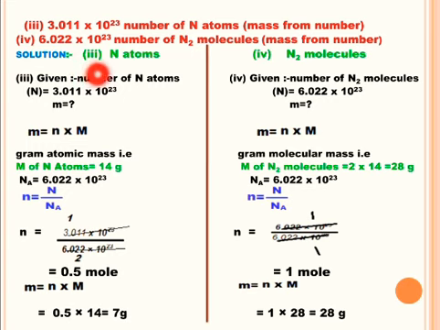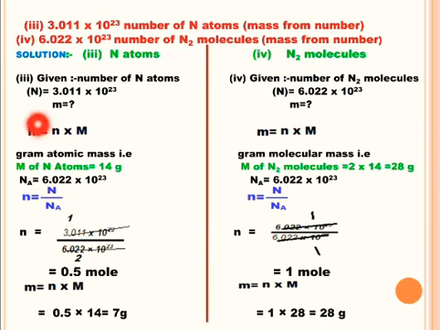See part 3 first, where the number of nitrogen atoms is given. What is the number of nitrogen atoms given? That is 3.011 × 10^23. Here the capital N represents the number of nitrogen atoms, and this N represents the symbol of nitrogen atom. So the number of nitrogen atoms given in the numerical is 3.011 × 10^23.